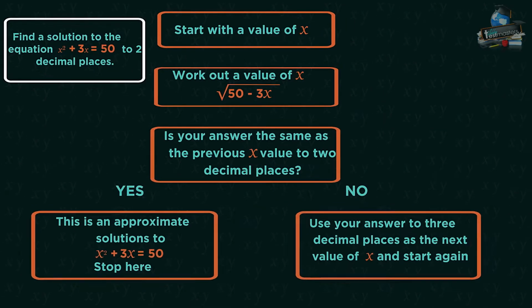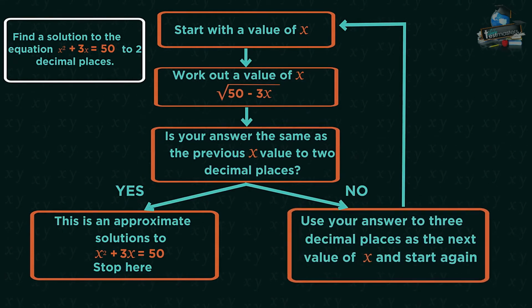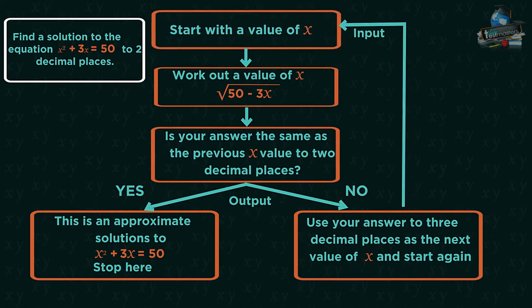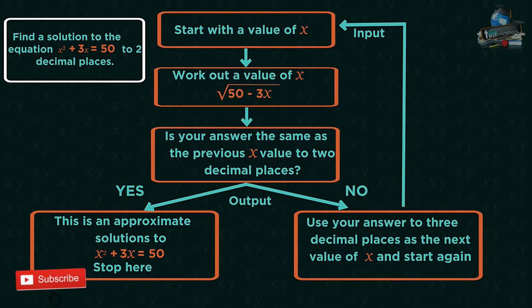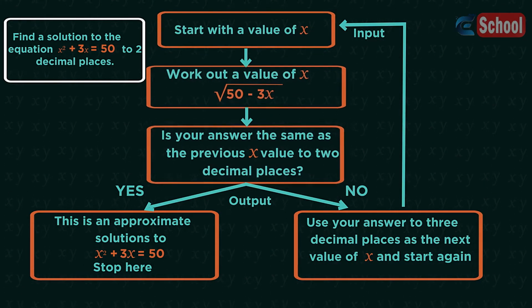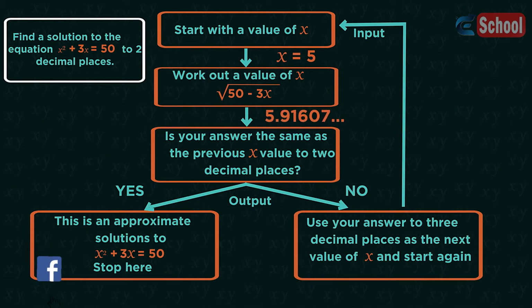An iterative procedure is one which is repeated many times. Each time it runs, the output becomes the input for the next cycle. And we keep going until the output matches the input. So if we are trying to find the solution for this equation to 3 decimal places, choose a starting value, so x is 5, and put that into the cycle.